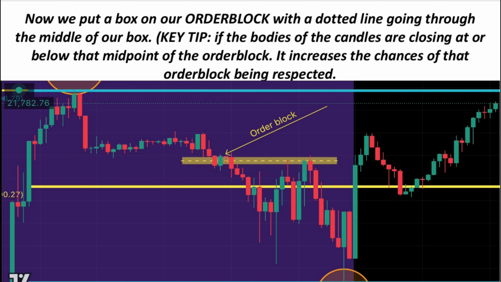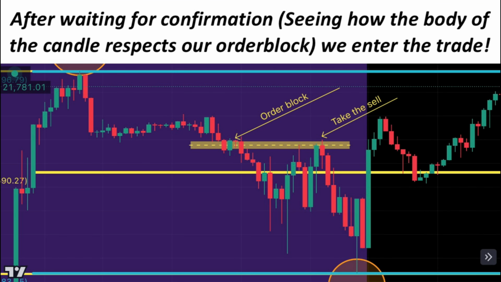Notice how in this example, if you zoom in on the picture where the price first went into the order block, the bodies of those candles close below the midpoint of that order block. This is a real important thing to note if you're going to become a master at reading price action, because it is these small things that happen in the market that will give you so much information.